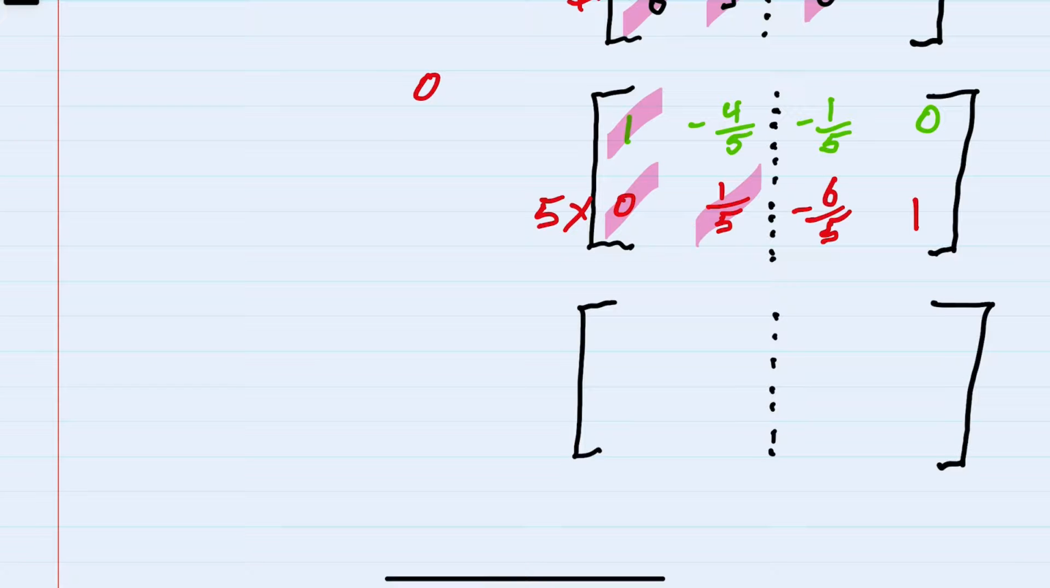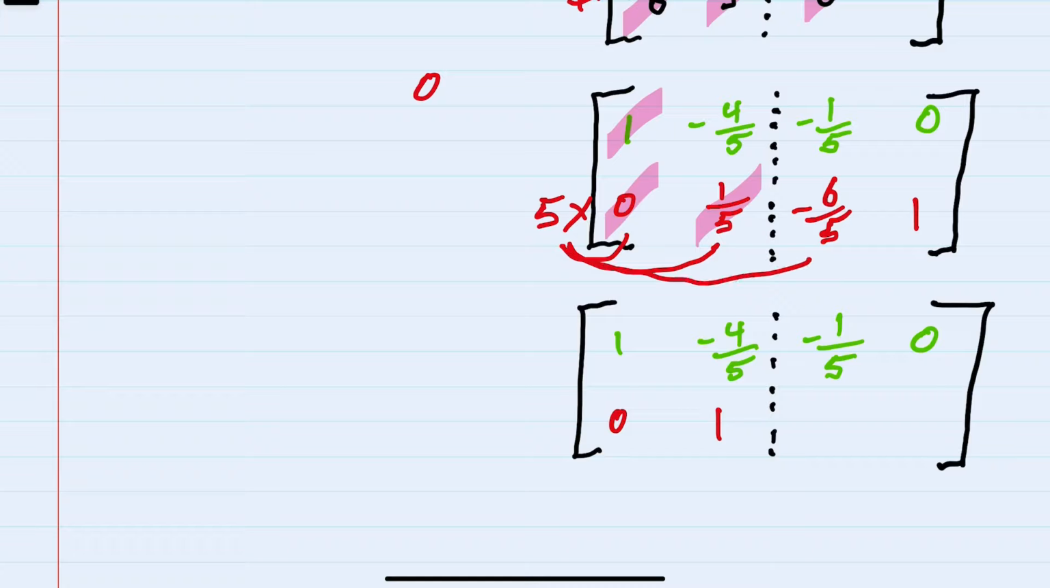I'm not changing the top row, so I'll just copy that down. And then in the bottom row, since I'm multiplying by 5, distributing here, 5 times 0 is 0, 5 times 1/5 is 1. And again, this was my whole motivation for multiplying by 5, I wanted to get a 1 in that position. Continuing the multiplication, 5 times negative 6/5, the 5s would cancel, giving me negative 6, and 5 times 1 is 5.